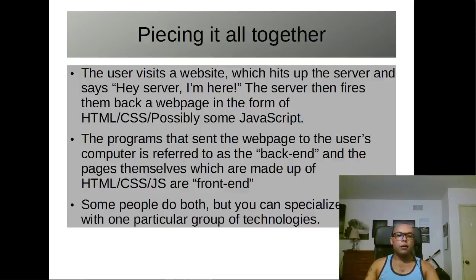Some programmers and developers do both, but you can specialize in one or the other with one particular group of technology. So in other words, not only can you specialize in back end or front end, but some people specialize in back end using PHP and MongoDB, which is a database program, and Apache web server, whereas other people specialize in back end using something called ASP.NET, which is kind of the Microsoft back-end server system. And other people specialize using Node.js, which is a JavaScript back-end system.